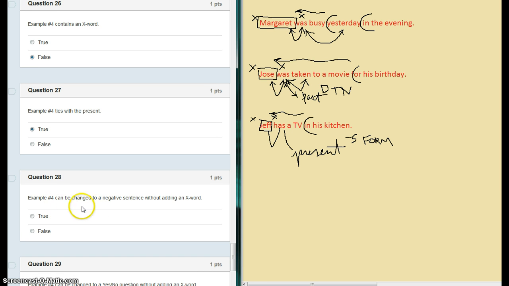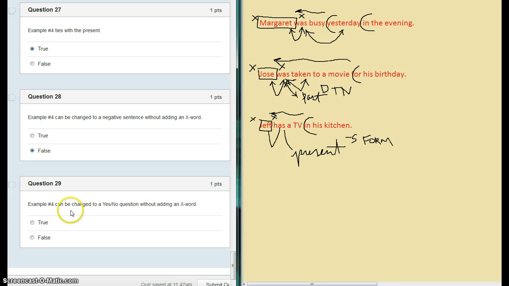Example 4 can be changed to a negative sentence without adding an X word. Definitely false. If I want to make it negative, I have to say Jeff does not have a TV. Example 4 can be changed to a yes or no question without adding an X word. False. It's a verb. We have to use an X word to make negative. We have to use an X word to make a yes or no question. Does Jeff have a TV? We can't say, has Jeff a TV? It just doesn't sound like American English.